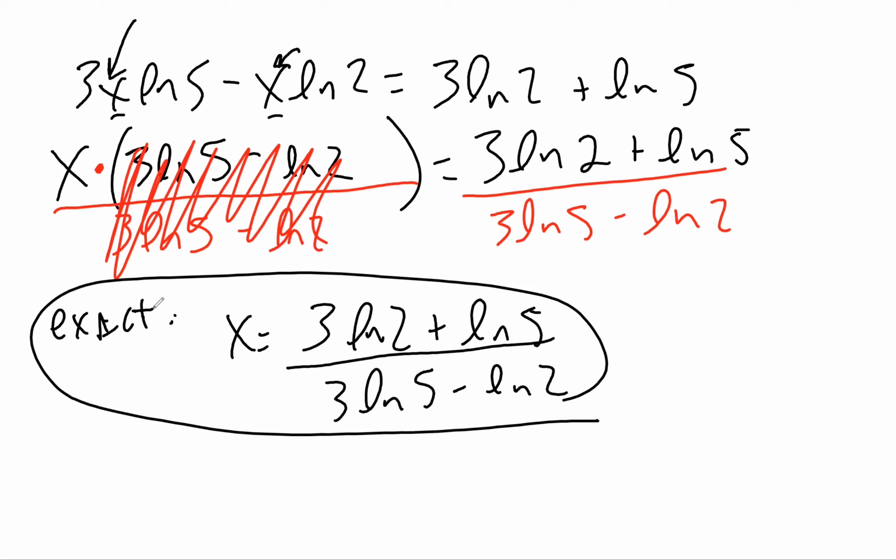So let me pause there for just a moment. So we took the ln of both sides. We pulled our variables out front. We distributed to get rid of our parentheses. We got all the x terms on one side, all the non-x terms on the other side. We factored out the x, which was this step. We got x completely by itself right here, and that's our exact answer.